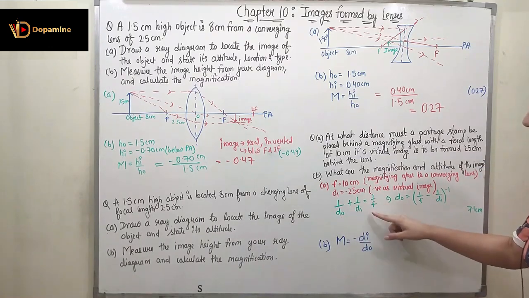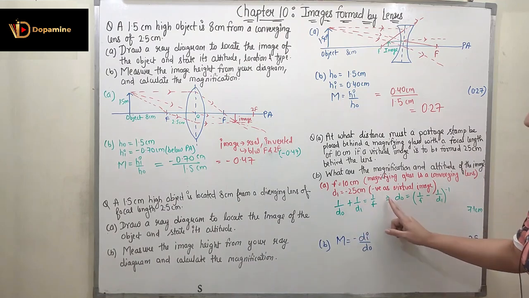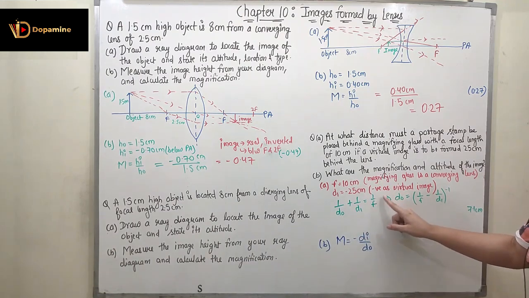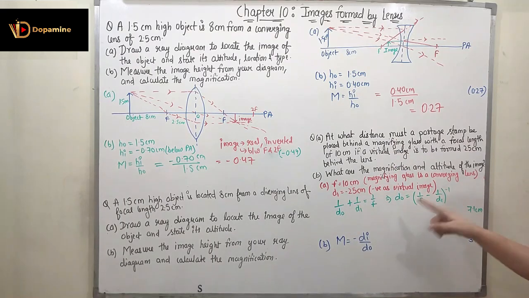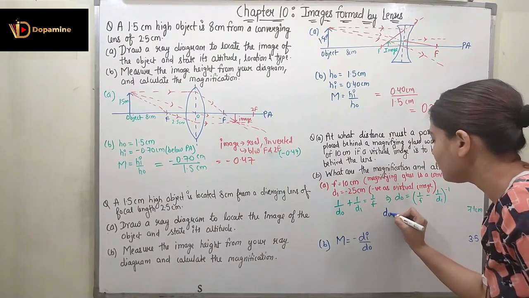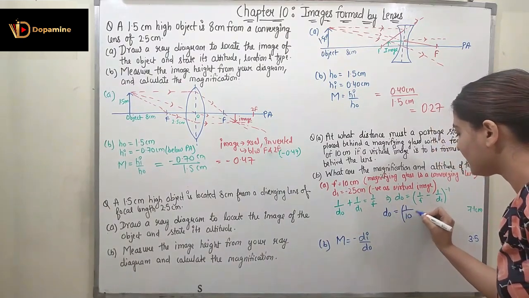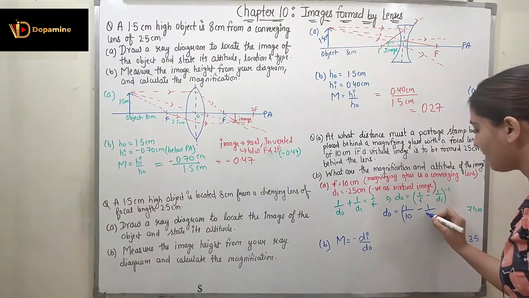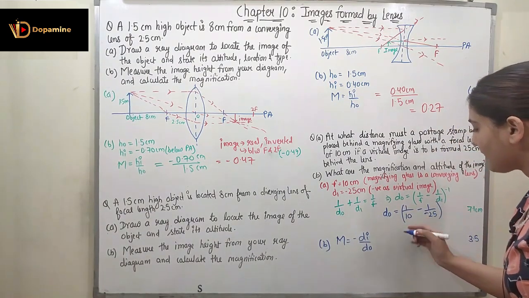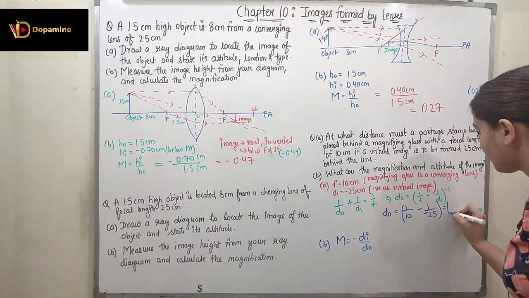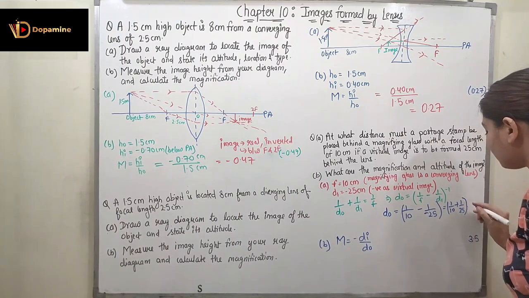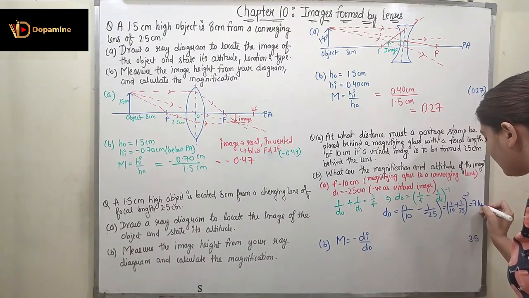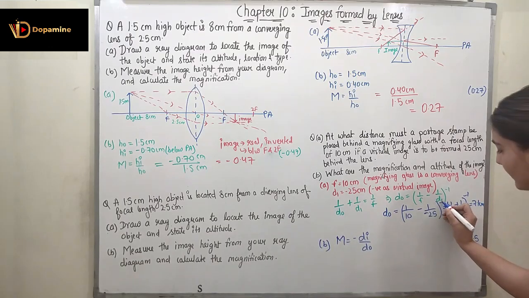So from this formula, if I calculate d naught, I will take 1 upon d1 to this side. So I will have 1 upon f minus 1 upon d1 is equal to 1 upon d naught. If I take the inverse of it, I will get d naught. d naught is equal to the inverse of 1 upon f minus 1 upon d1. So let's put all of the values. d naught will be equal to 1 upon f, which is 1 upon 10, minus 1 upon d1, which is 1 upon minus 25, right? So when you calculate it, it will come out to be 1 upon 10 plus 1 upon 25, whose inverse is equal to 7.1 centimeter, right?